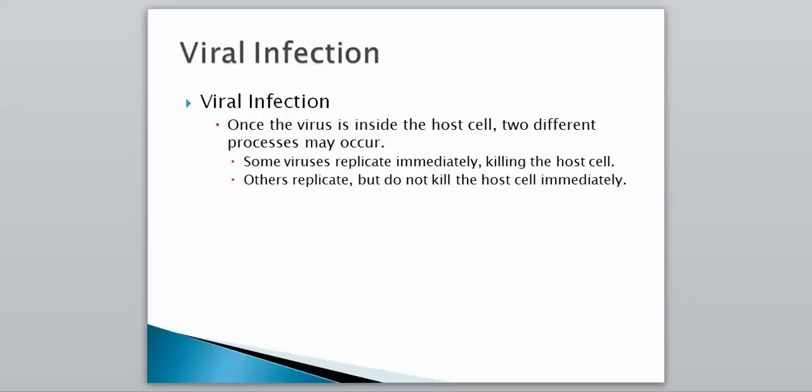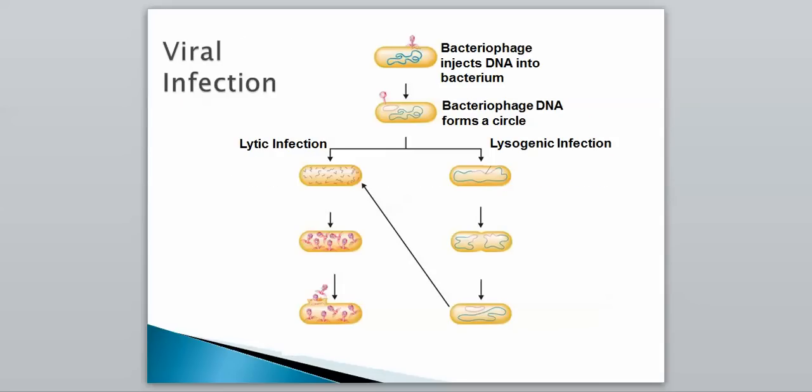Viral infection. Once the virus is inside the host cell, 2 different processes can occur. The first is that the viruses will replicate immediately, which will kill the host cell. So again, it's almost like an instantaneous death. They make more copies of themselves at the expense of the host cell. Others, however, will replicate, meaning they'll make more of themselves, but they do not kill the host cell immediately. These ones will make more copies of themselves before they decide to go off and kill the host cell.